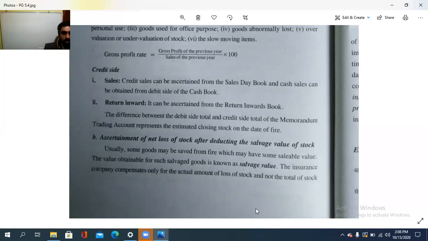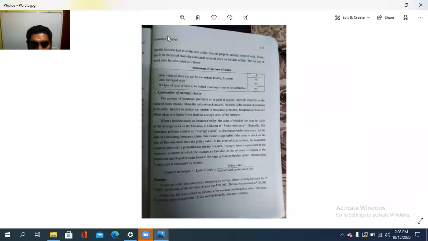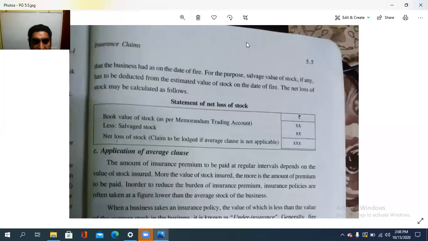The insurance company compensates only for the actual amount of the loss of stock and not the total of the stock value or stock that the business had as on the date of fire. For this purpose, salvage value of stock has to be deducted from the estimated value of the stock on the date of the fire. The net loss of stock may be calculated as book value of the stock as per the memorandum trading account less the salvage stock. So net loss of stock.